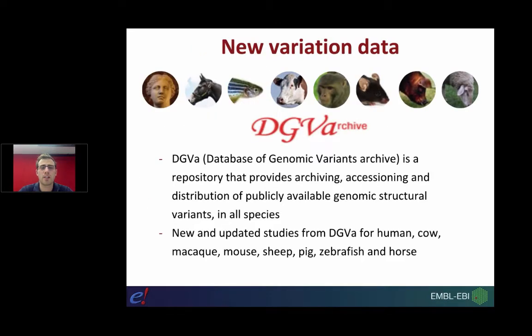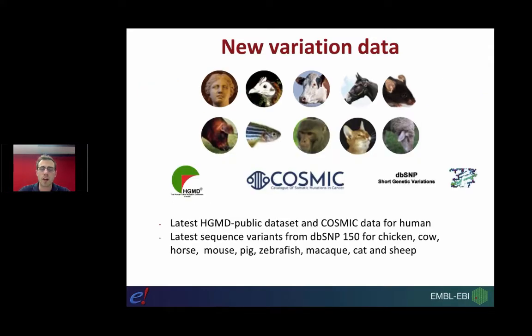We also have updated our variation data from DGV archive, which is a database that has information about large-scale sequence variants. So we have new and updated studies for human, cow, macaque, mouse, sheep, pig, zebrafish, and horse. And we also have updated variation data from HGMD, Cosmic, and dbSNP for human, chicken, cow, horse, mouse, pig, zebrafish, macaque, cat, and sheep as well.